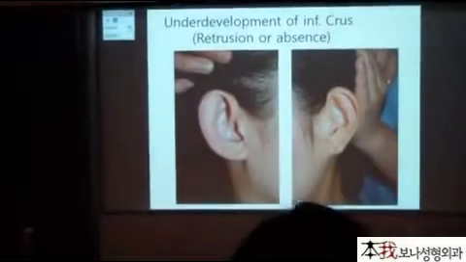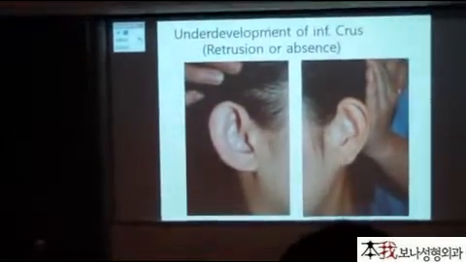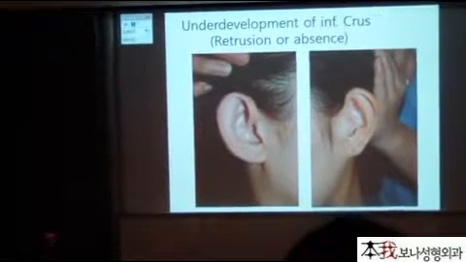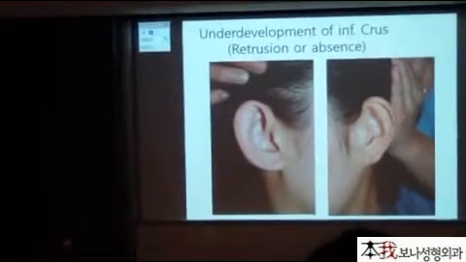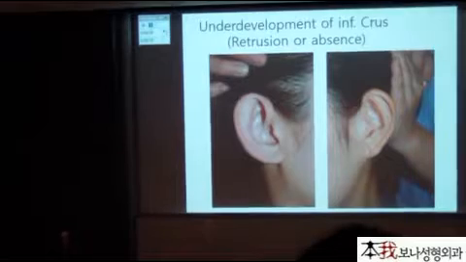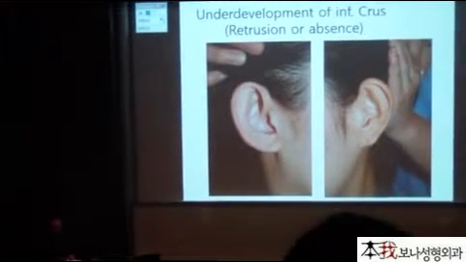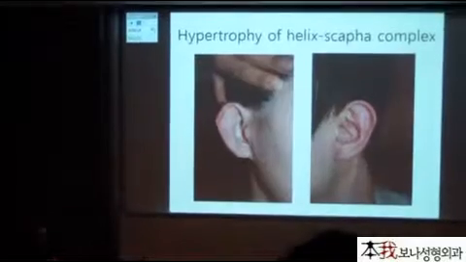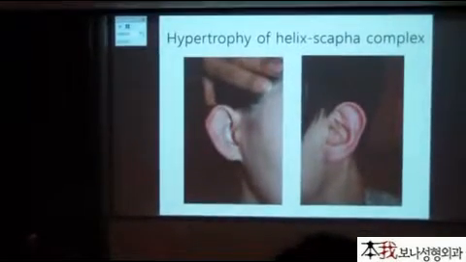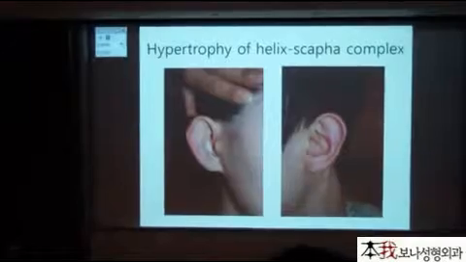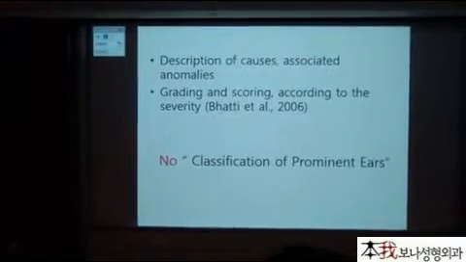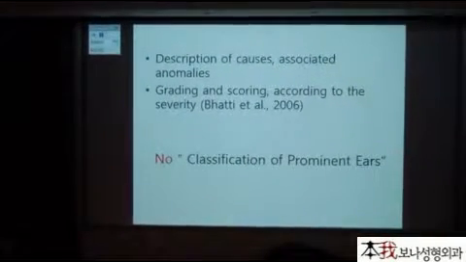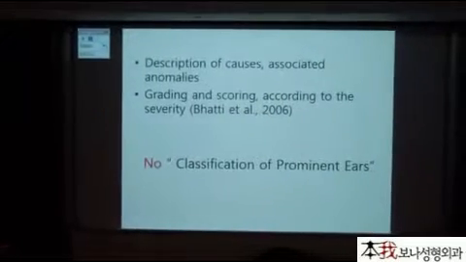In addition to the above-mentioned anomalies, I frequently observed other anomalies in the clinical setting, such as underdevelopment of the inferior crus, resulting in retrusion or absence, and hypertrophy of the helix cauda complex. There are many descriptions of causes and associated anomalies of the prominent ears in the literature.